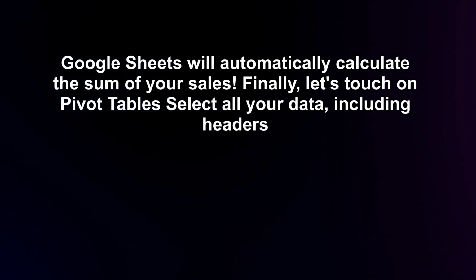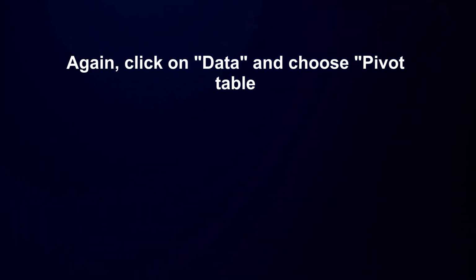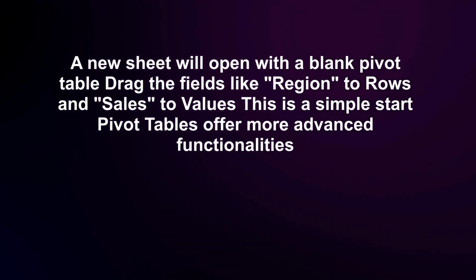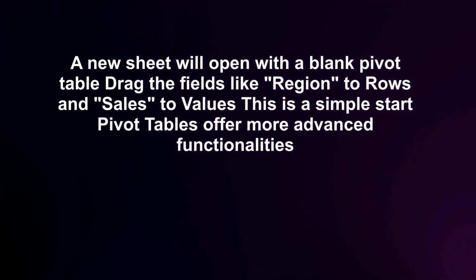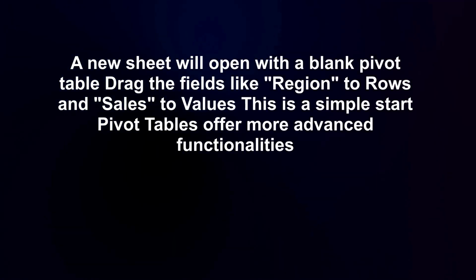Finally, let's touch on pivot tables. Select all your data, including headers. Again, click on Data and choose Pivot Table. A new sheet will open with a blank pivot table. Drag the fields like region to rows and sales to values. This is a simple start. Pivot tables offer more advanced functionalities.